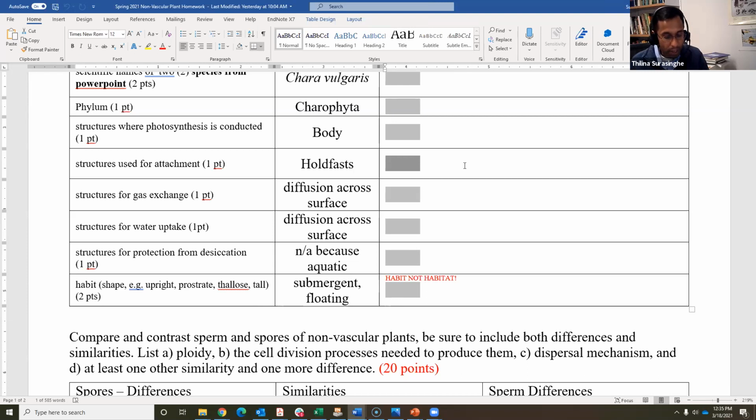And the last part, the habit. Oh, sorry, not habitat, habit. Habit is actually the form of the plant, right? So, how do you describe the form or the structure of the plant? Anyone?